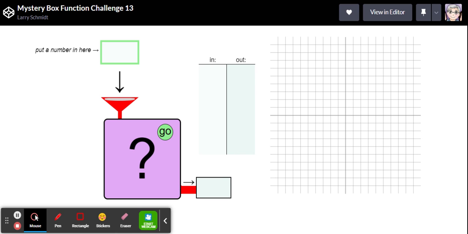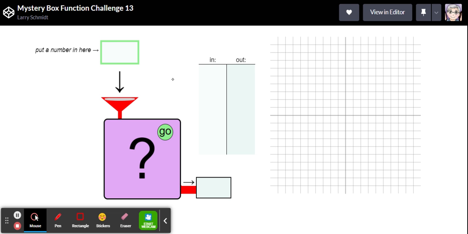We have a purple mystery box, and inside that mystery box, there is some math. And the math is going to change the numbers that you put in the top into something else as they come out the bottom. Your job is to figure out what that math is, what's going on inside the mystery box. You'll get a chart of the ins and the outs, and we'll even graph those as points so that you can see the graph and maybe get some clues about the math that way.